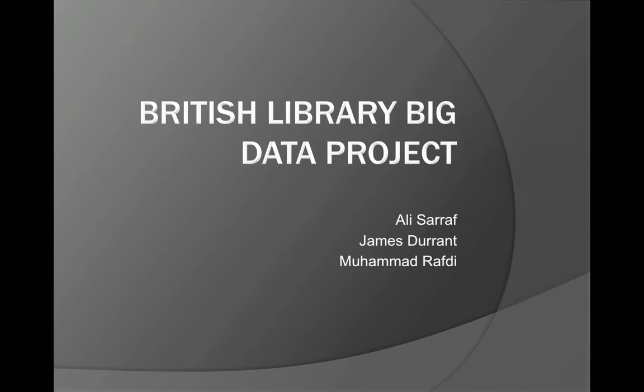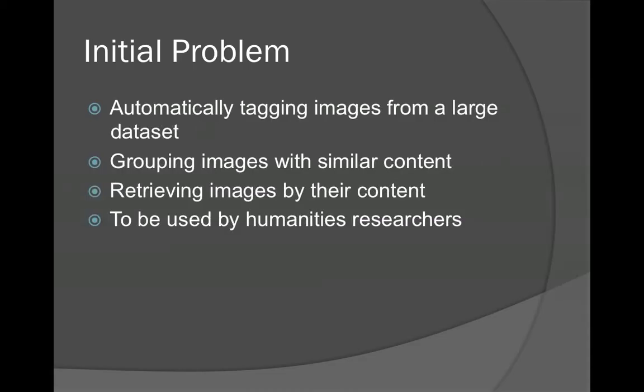This is the video presentation for the British Library Systems Engineering Project. We will be outlining the aims of this system, as well as the research and development of our proof of concept. The main aim of our project is to be able to classify images from the British Library's dataset in order to enable searching and retrieving images by their content.